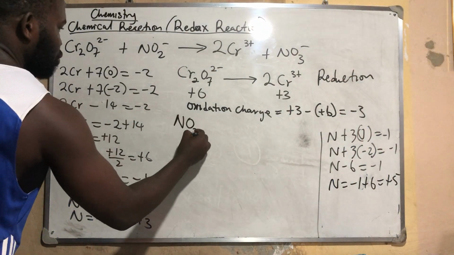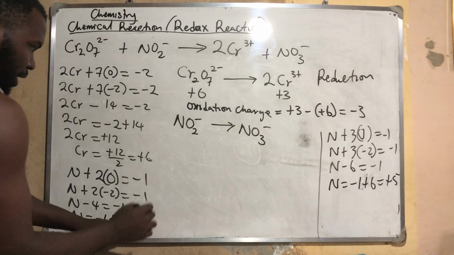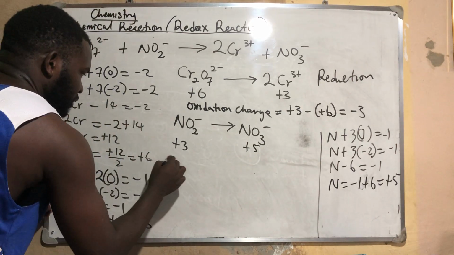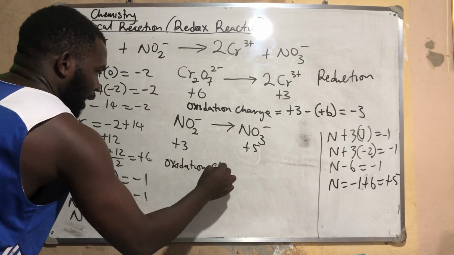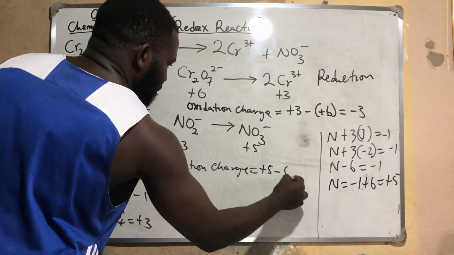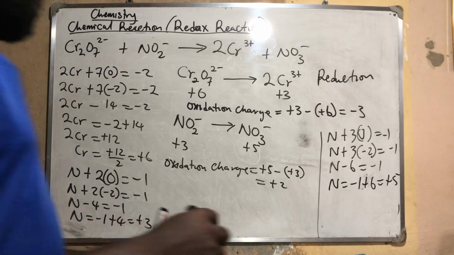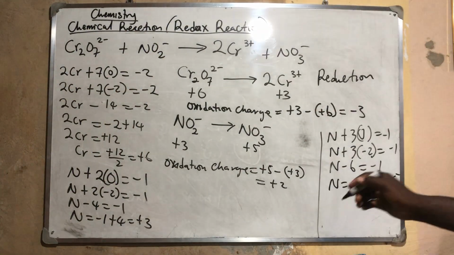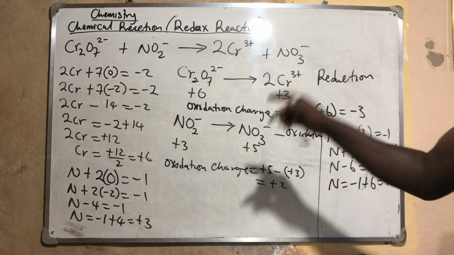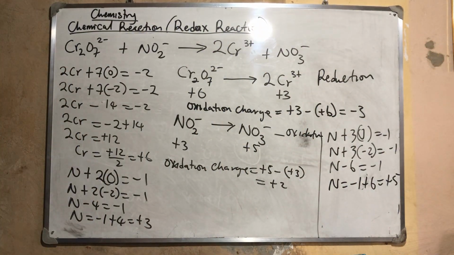Okay, so look at what happened here. NO2 minus gave us NO3 minus. This one here is plus 3, while this one here is plus 5. So let's take the oxidation charge. Oxidation charge is from product plus 5 minus the reactant plus 3, which will give me plus 2. It is even obvious that it gained oxygen. But apart from gaining oxygen, you see that positive oxidation charge means what? Oxidation. So this one undergoes, or undergone, what is it called?